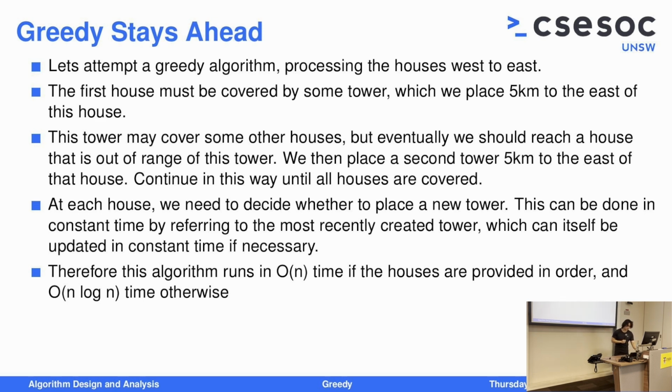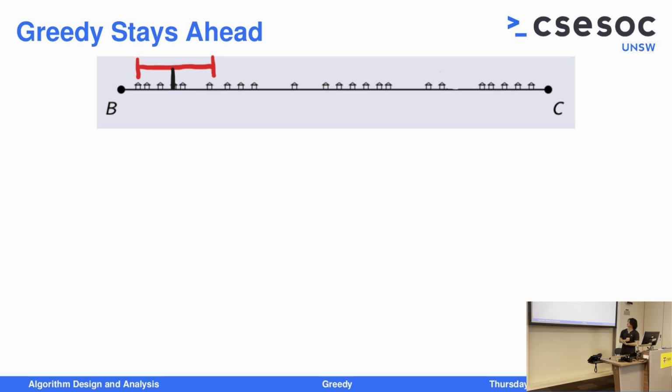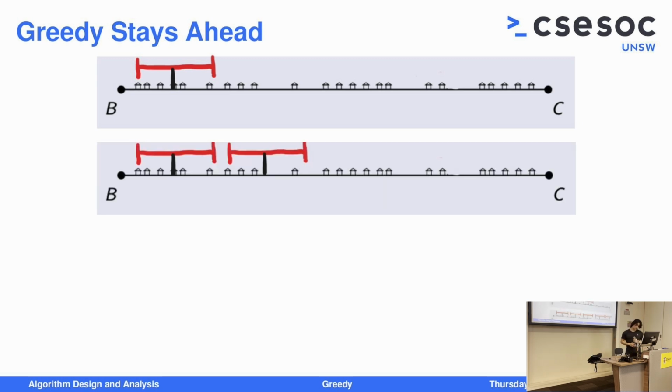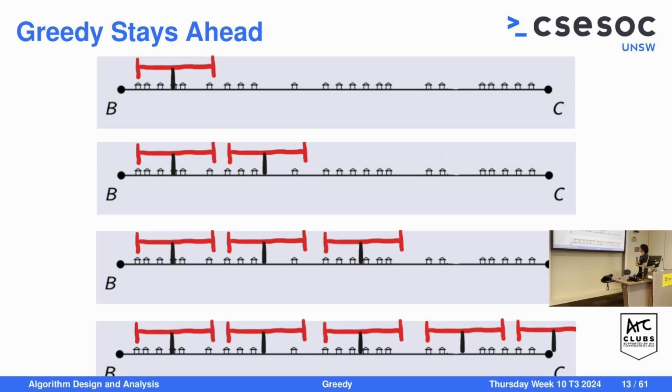So this is the greedy method. We put that first tower there, put the second tower there, and the third, fourth, and fifth towers like this. You can see all the houses are covered, and we've used 5. We're going to argue that this is minimal.